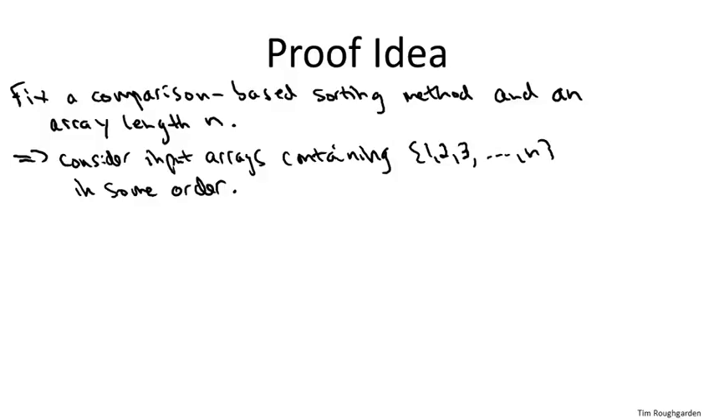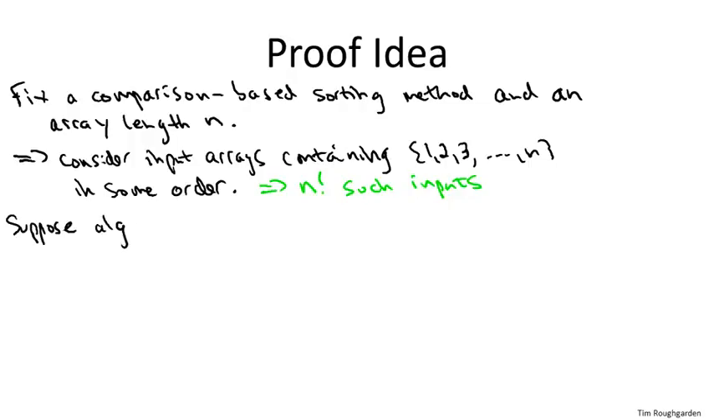Now, despite seemingly restricting the space of inputs that we're thinking about, even here, there's kind of a lot of different inputs we've got to worry about, right? So n elements can show up in n factorial different orderings. There's n choices for who the first element is, then n minus 1 choices for the second element, n minus 2 choices for the third element, and so on. So there's n factorial choices for how these elements are arranged in the input array.